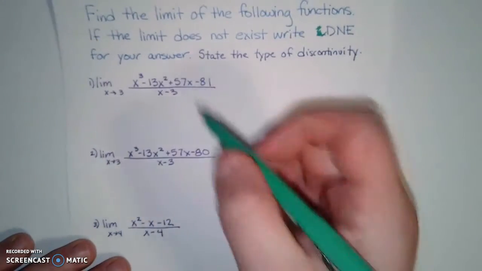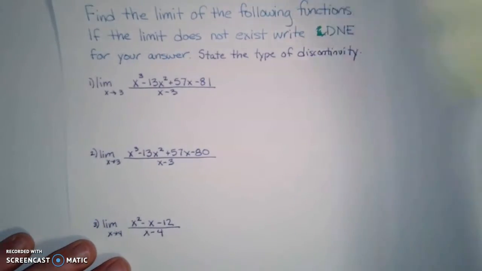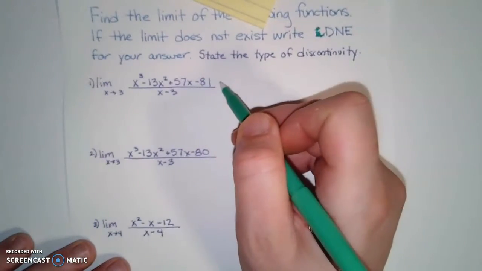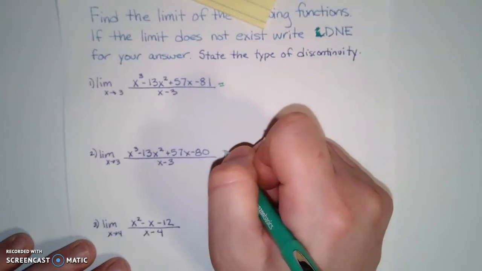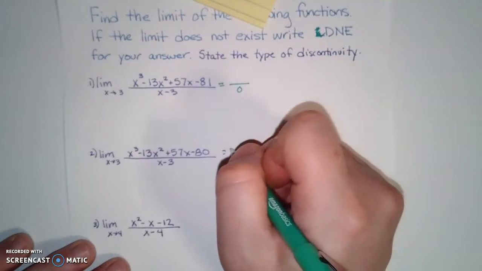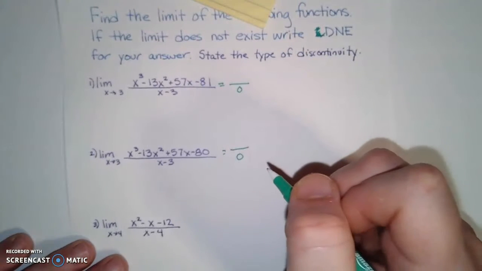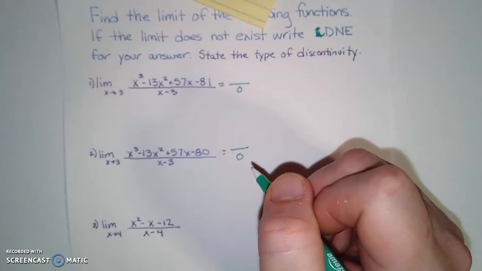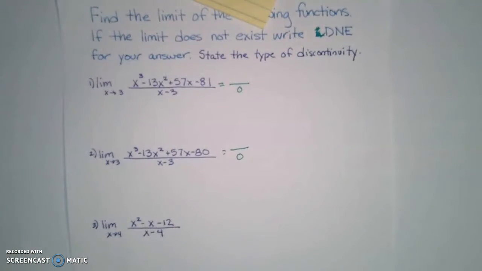What I'm going to do is compute out the answers by putting in 3 into this function and putting in 3 into this function. I already know on the bottom of each function, I'm going to get a 0 on the bottom. I'm going to guess one of them is going to be a number over 0, and one of them is going to be a 0 over 0. I'm going to pause this for a moment.